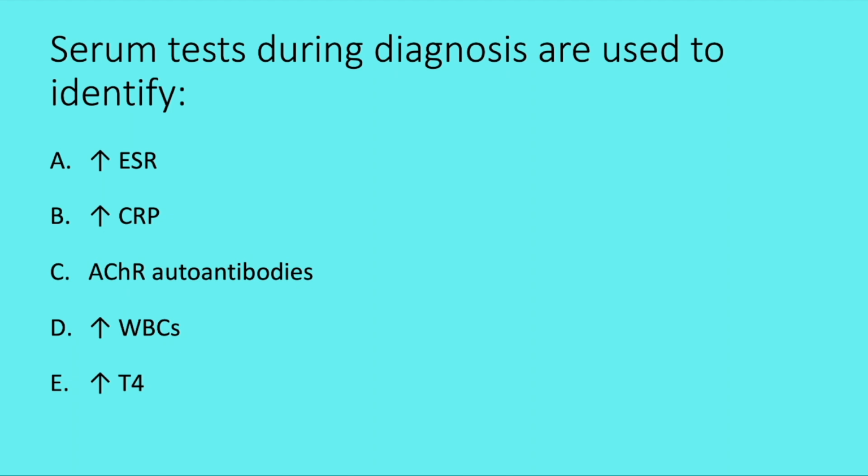Third question: serum tests during diagnosis are used to identify increased ESR, erythrocyte sedimentation rate, increased CRP, C-reactive protein, acetylcholine receptor antibodies, increased white blood cells, or increased thyroxine, which is a type of thyroid hormone. The correct answer is C, the presence of acetylcholine receptor antibodies.